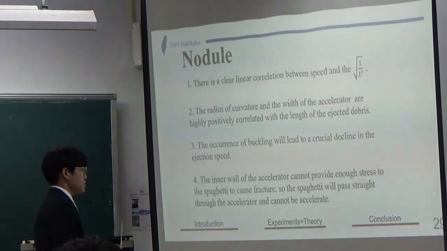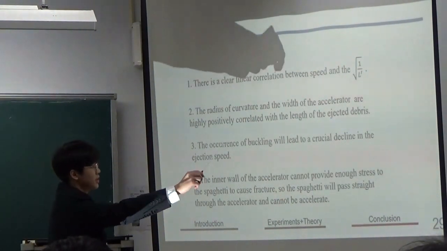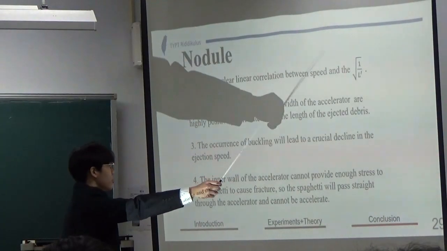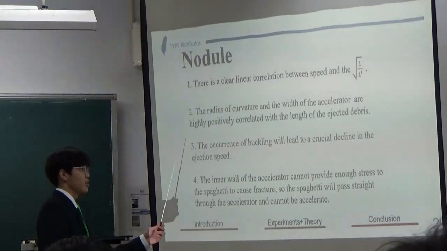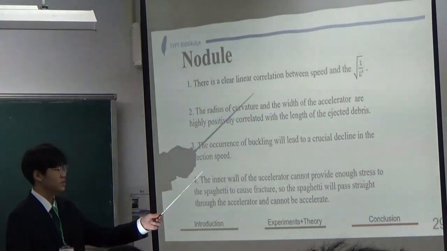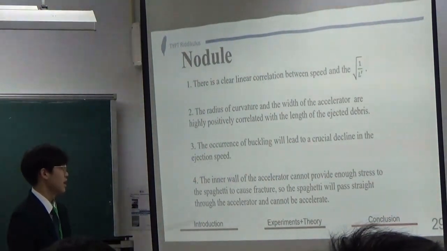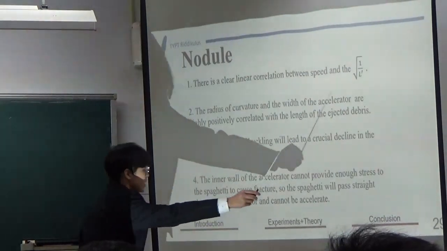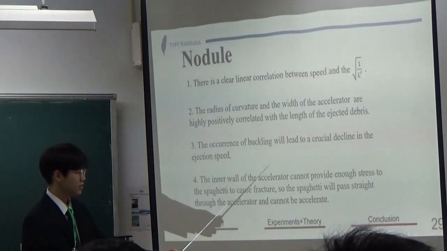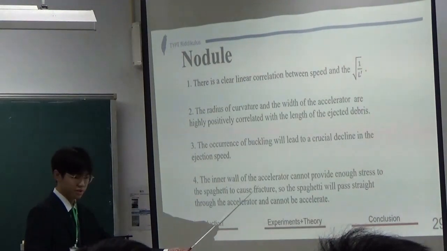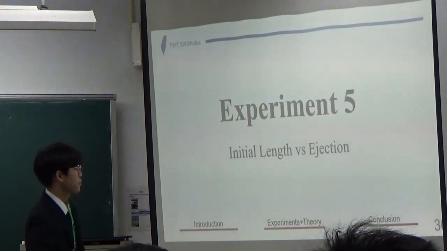Now, there is a correlation between the speed and the square root of the reciprocal of the error prong. And the radius of curvature and the width of the accelerator are highly correlated with the length of the ejection debris. The occurrence of buckling will lead to a crucial decline in the ejection speed. And the inner walls cannot push enough stress onto the spaghetti because of pressure, so the spaghetti will get stuck.